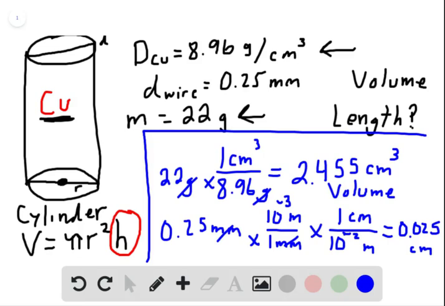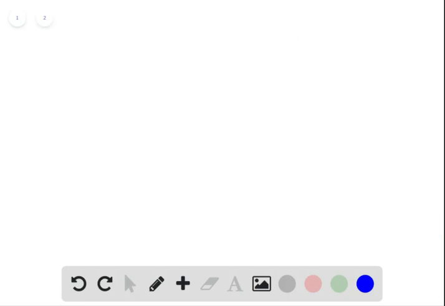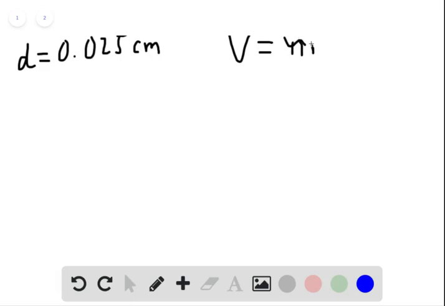So I'm going to go to a second notebook, right? So we just figured out that the diameter is 0.025 centimeters. Our cylinder equation, right? Let me rewrite that as well. So our cylinder equation is pi r squared h. So r is the radius, half the diameter, right? So that's going to be 0.0125 centimeters.